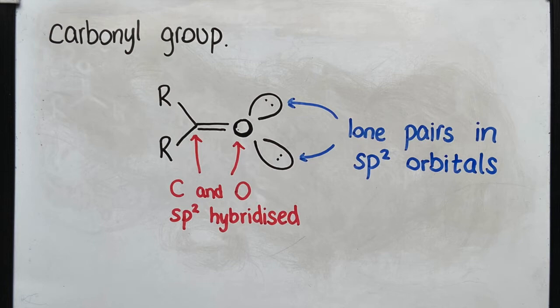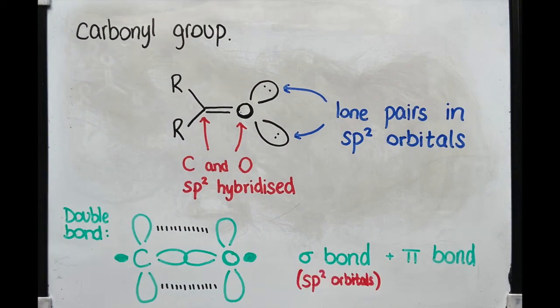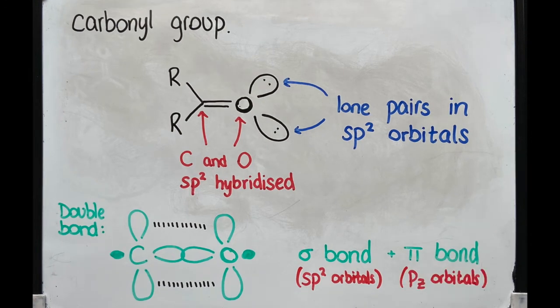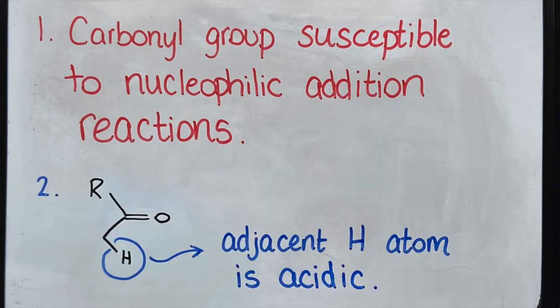There is a double bond, which hopefully you remember from previous videos, consists of a sigma bond and a pi bond. The sigma bond results from an overlap of two sp2 orbitals, while the pi bond results from an overlap of two pz orbitals. There are two main ideas regarding the carbonyl group, which are very important and will form the basis of the next few videos. The first is that a carbonyl group is susceptible to nucleophilic addition reactions. The second is that a hydrogen atom adjacent to the carbonyl group is acidic.